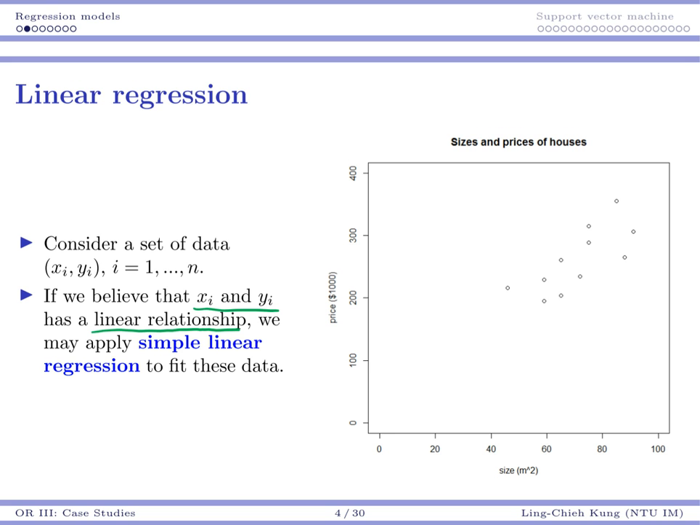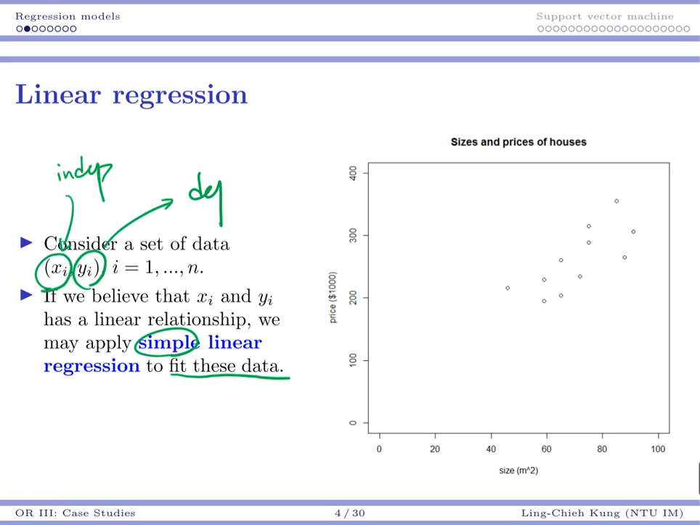In that case, we are going to do something we call simple linear regression. We try to fit the data into one linear equation to describe the linear relationship. That's what we want to do in simple linear regression. Here, the term simple does not mean it's easy. It's simply because we are talking about just one variable and another variable. We call this x the independent variable, and we call this y the dependent variable.